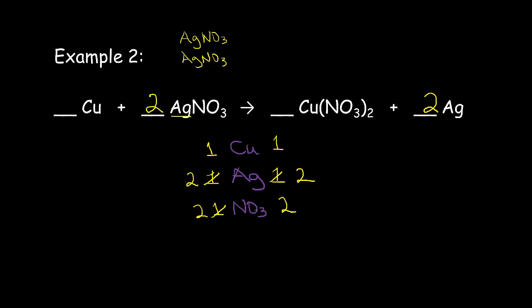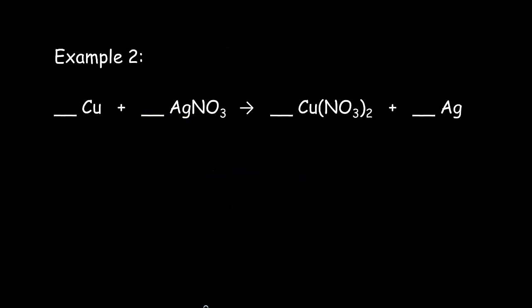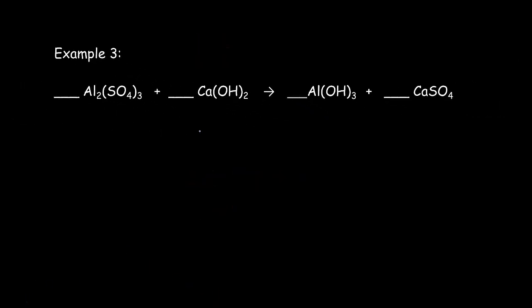They are equal. We have the same number of copper atoms on the reactant side as we have on the product side, the same number of silver atoms as we have on the reactant side as we do on the product side, and the same number of NO3 ions we have on the reactant side as we do on the product side, so we are balanced. Next example.